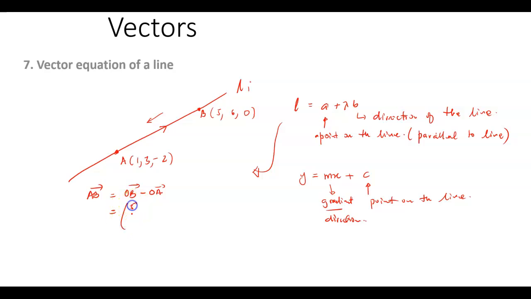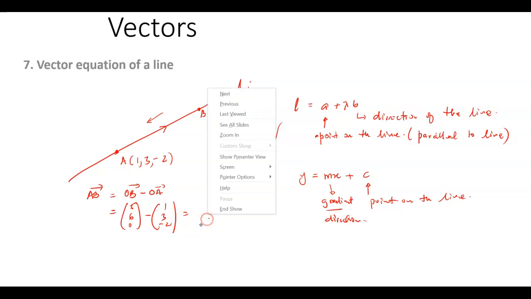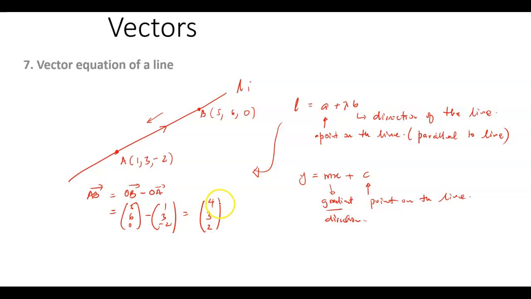So you have your B as 5, 6, 0, and your A as 1, 3, negative 2. The direction of your line is 5 minus 1, which is 4, 6 minus 3, which is 3, and 0 minus negative 2, which is 2. That's the direction of your line. That means the vector equation of the line L1 is the position of a point, plus lambda times the direction. Lambda is any parameter and can take on any value.